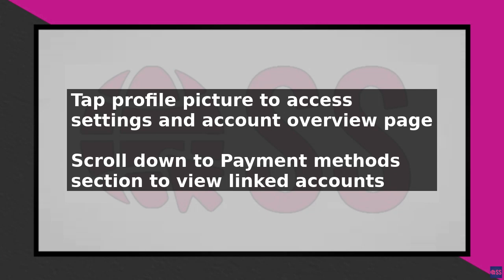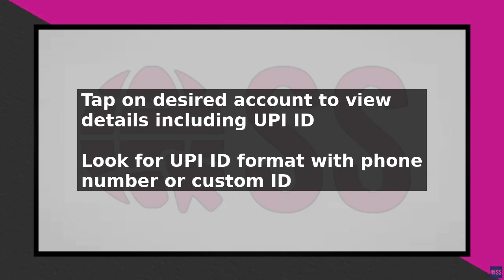On the next screen, you will see the details of the linked account, including the account holder name, IFSC code, and account number. Your UPI ID is usually in the format of your phone number or a custom ID followed by the @ symbol and the bank code, such as XYZ@Oakbank or 9876543210@Oakbank. Look for this format on the Account Details page.